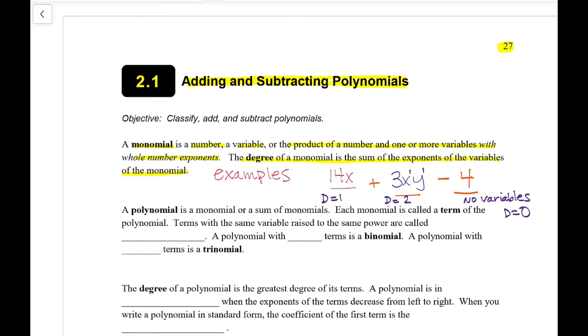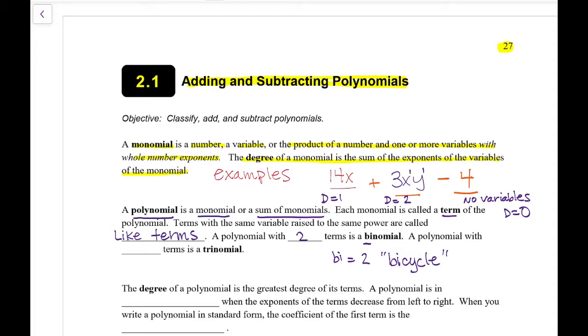A polynomial is a monomial or a sum of monomials. So if we take one and we combine them, that can give us more terms. The terms with the same variable raised to the same power are called like terms. They have to be exactly the same to be like terms. A polynomial with two terms is considered a binomial. Bi means two. Think of a bicycle. A bicycle has two wheels, so a polynomial with two terms is a binomial.